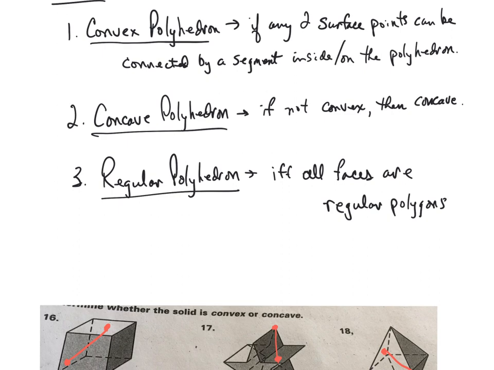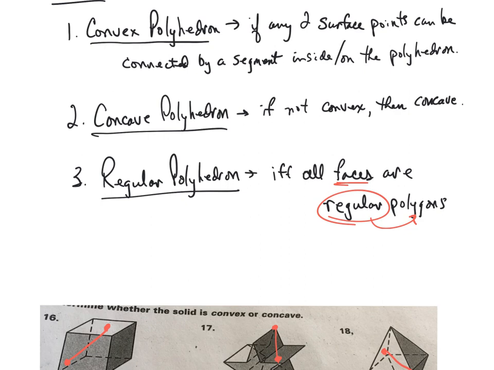And then finally, the last thing for this section, the third definition in this little group, a regular polyhedron. Something's a regular polyhedron if and only if, remember, if and only if, all of the faces are regular polygons. And what does regular polygon mean? All of the sides are equal, all of the angles are equal. So things like squares are regular polygons. Equilateral triangles are regular polygons.